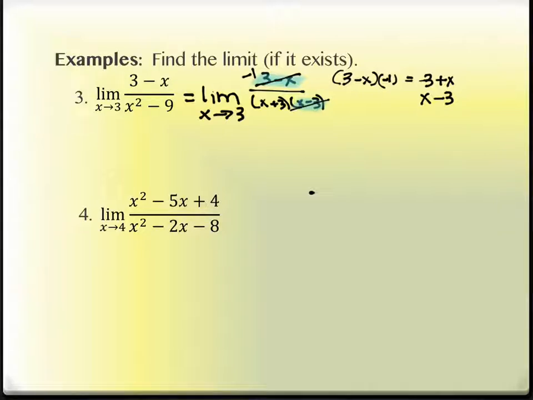Once we get it to this point, there's no problem with plugging 3 into the denominator. So this is an example of one where it was 0 in the denominator initially, but once we do the algebra and simplify and clean things up, we can actually plug the number in, and in fact, it has the limit value. So on this one, it would be negative 1/6, right?